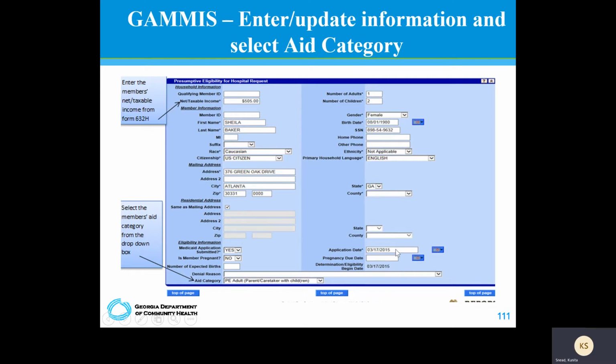The application date should be entered right here, so it should be that same day that you approve them. So if you approve them on March 1st, then March 1st date should be right here. And that date will be correlating with this determination eligibility begin date, which is stamped by the computer. So those two dates should be the same. And then you're going to click on the drop down menu next to the field that says aid category to choose what aid category they should be in.